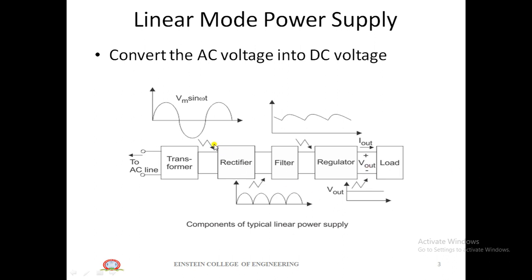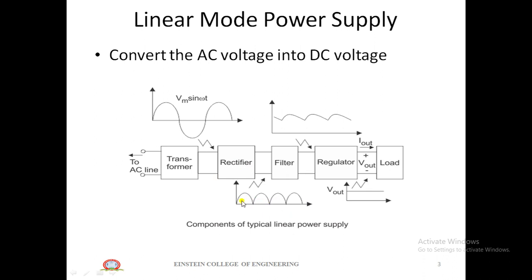It has transformer, rectifier, filter and regulator. The step-down transformer transforms high voltage into the desired low level of voltage. Then this AC voltage is given to the rectifier. It converts it into a pulsating DC voltage.